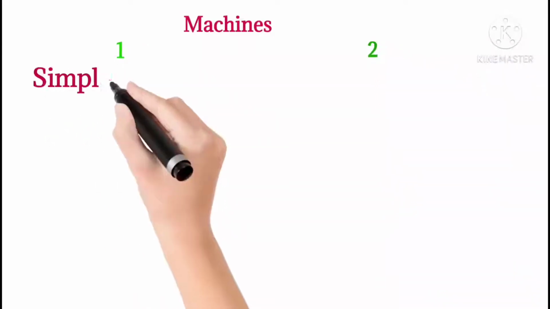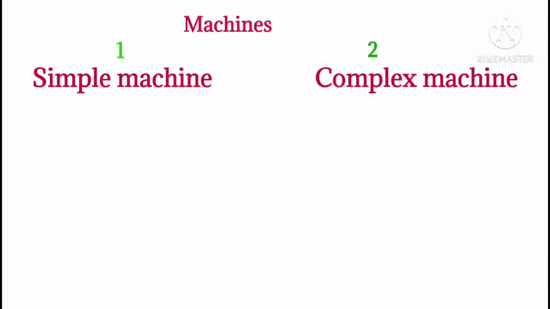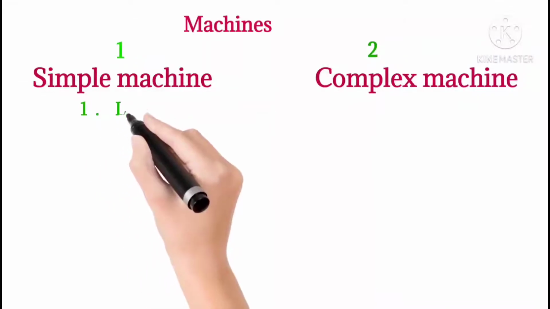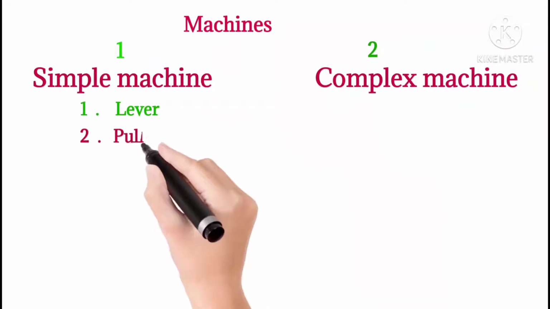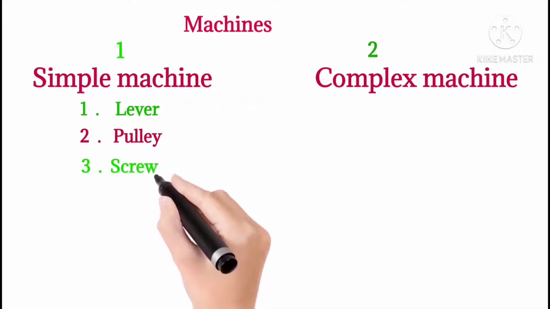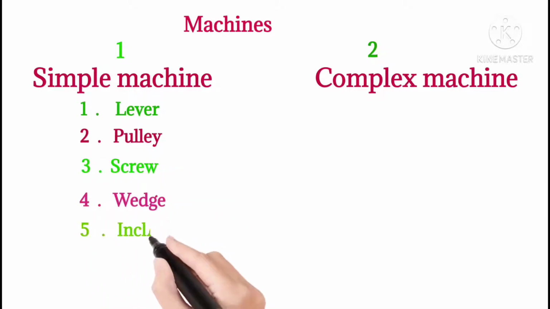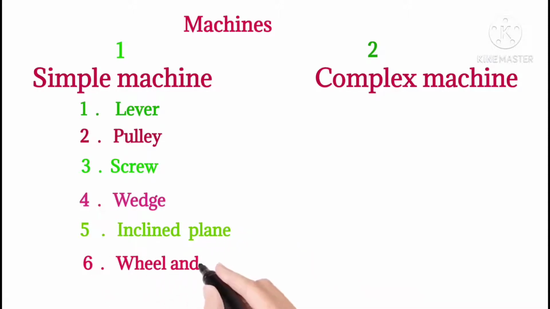A simple machine is a device which makes our work easier, faster and simpler. This is possible when we are able to apply force at a specific point, which increases its effect, and the work is done with less effort. Simple machines are of six types: 1. Lever. 2. Pulley. 3. Screw. 4. Wedge. 5. Inclined plane.